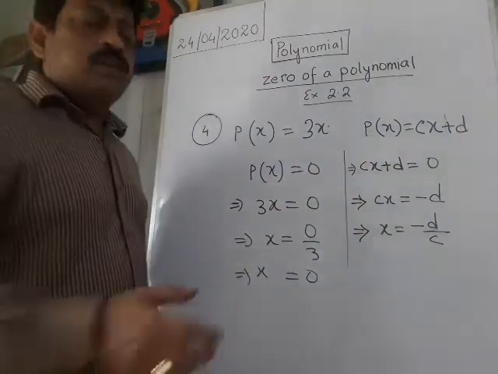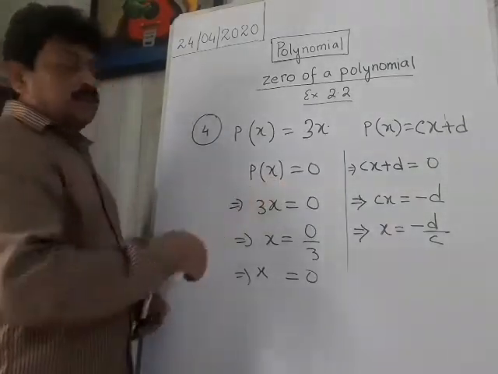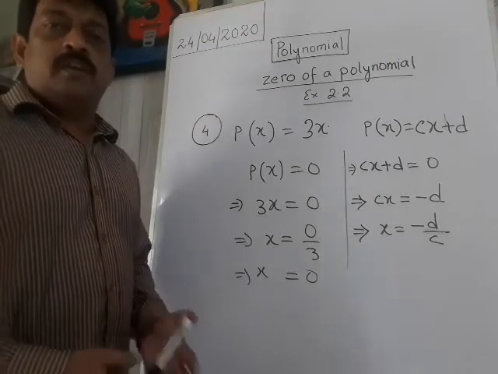Hope you have understood. It is a very easy one. Just use this equation, calculate the value of x, and that is the answer. That is the zero of any polynomial.